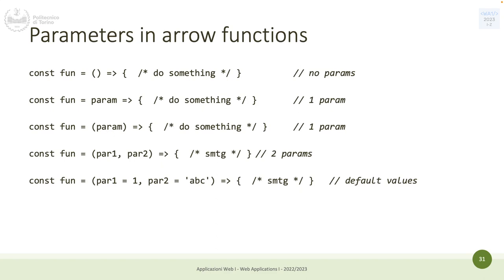Well, parameters in arrow functions: if you don't have a parameter, you must have the parentheses. If you have one parameter, you can or cannot have the parentheses, your choice. If you have more than one parameter, you again must have the parentheses containing the parameters. So parentheses, no parameter, arrow, do something, body of the function. If you have one parameter, it's the same. If you have two or more parameters, you have to add the parentheses, and you can have defaults like before. And if you don't pass the parameter, it's undefined, exactly like before.